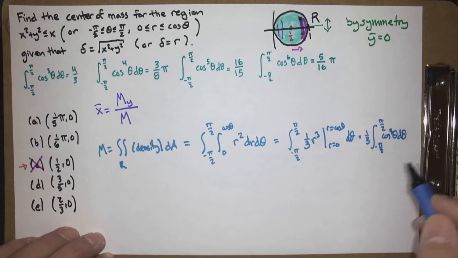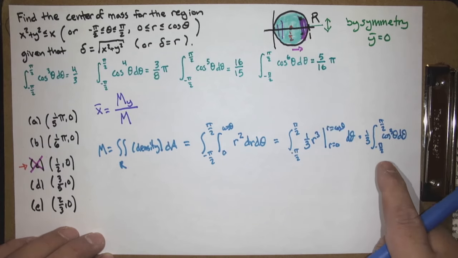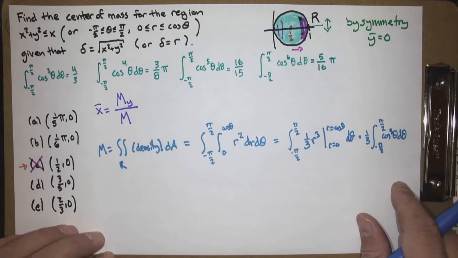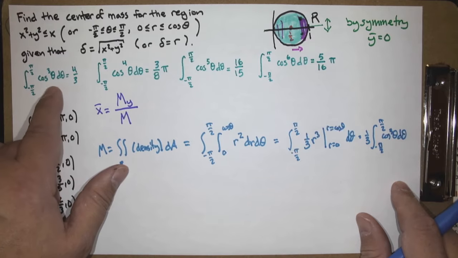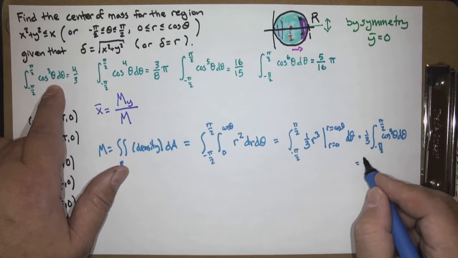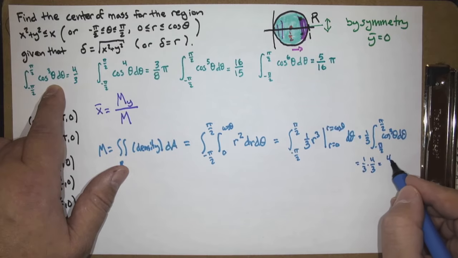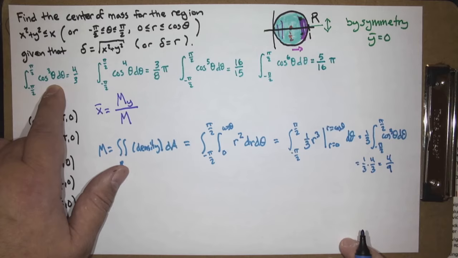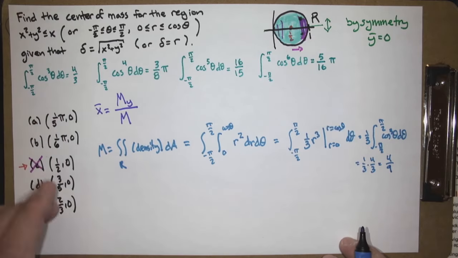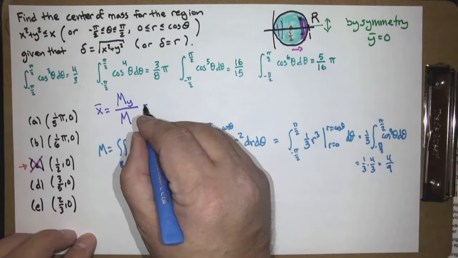Well, do we know what the integral from negative pi halves to pi halves of cosine cubed theta d theta is? They gave it to us. So this is 1/3 times 4/3, 4 over 9. All right, that's the mass. Halfway.